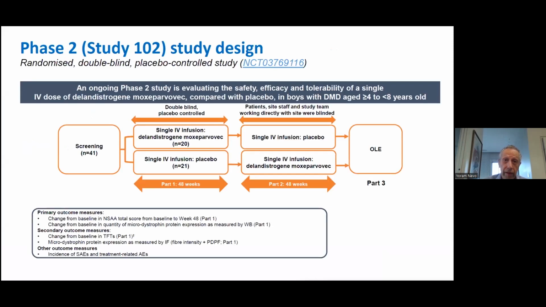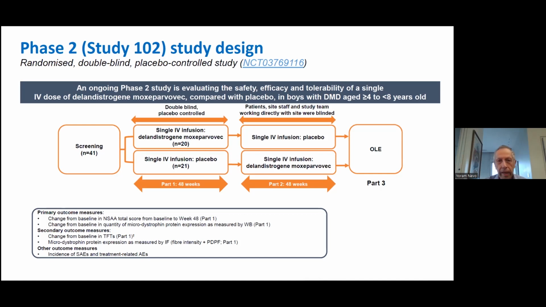Next slide. Then they went to the phase 2 study. In this study, they have 41 patients. What they did is what we will see in most of the gene therapy studies, as gene therapy is just one shot. Half the patients got the medication in the beginning, and half got placebo.